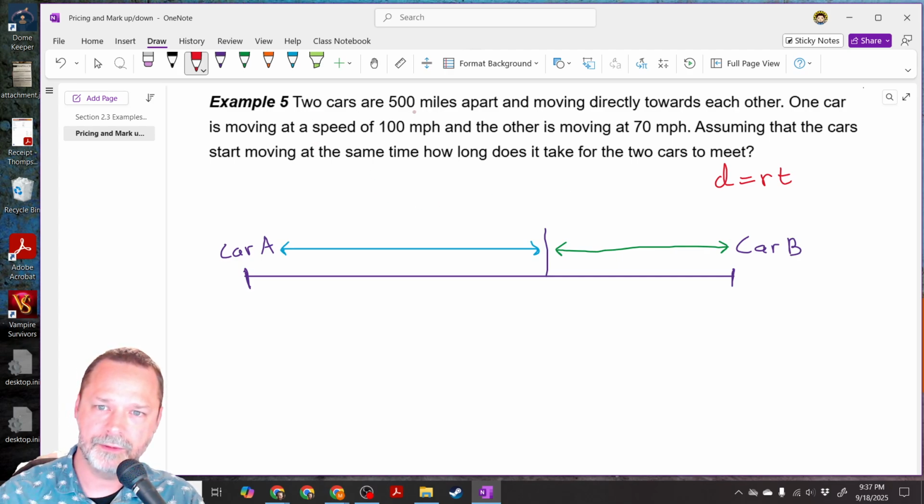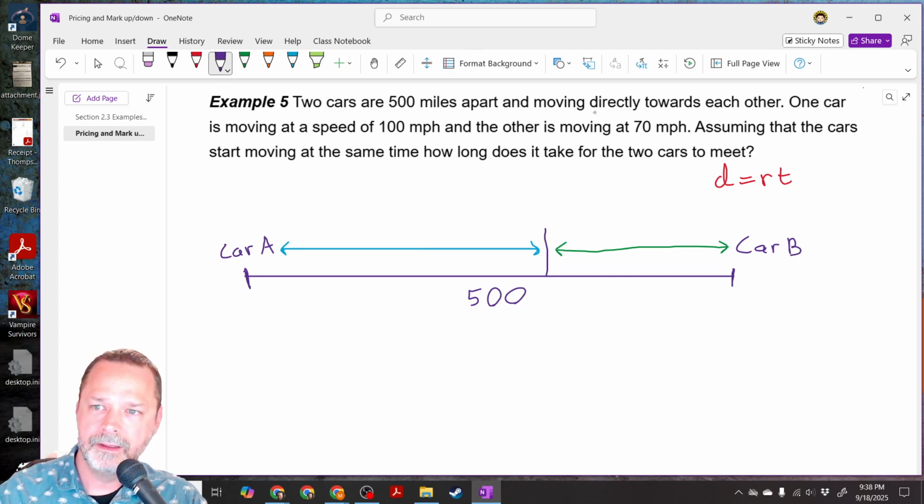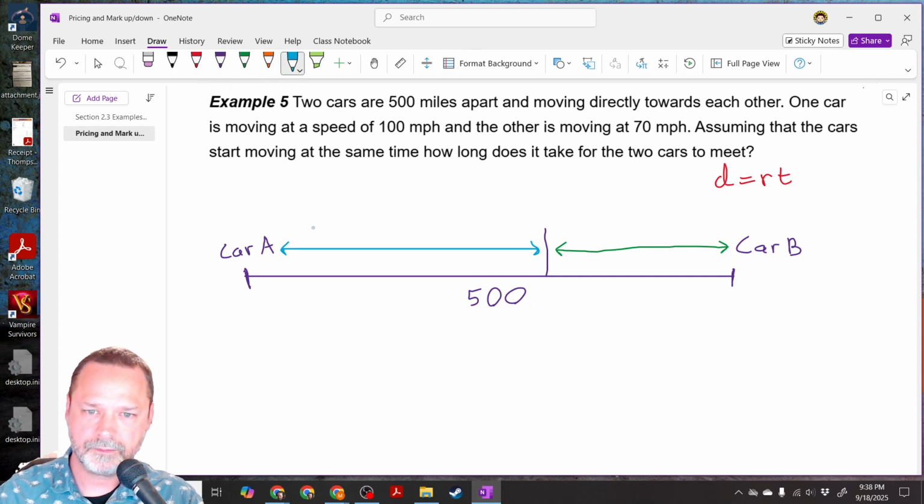So first we got two cars 500 miles apart. So it'd be good to mark that. Okay, so we're going back here. We're still working on our diagram. That's 500 miles. Moving directly towards each other. One car's moving at a speed of 100 miles per hour. Okay, so let's say car A is 100 miles per hour over here.